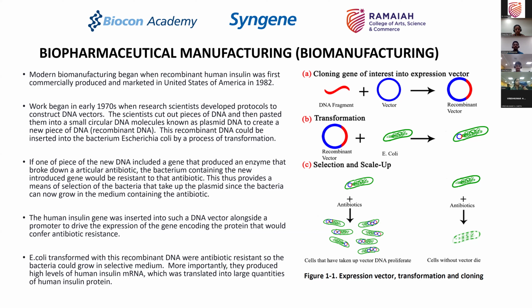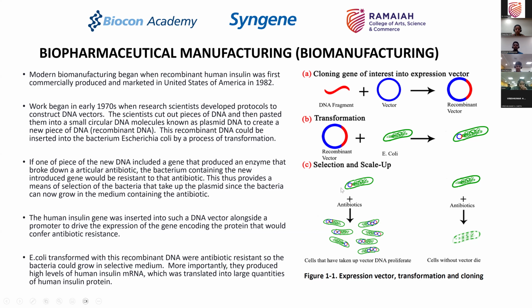And once this is done, what will happen is that if one piece of the new DNA included a gene that produced an enzyme that broke down a particular antibiotic, the bacterium containing the introduced gene would be resistant to the antibiotic. So when you place this recombinant vector into an E. coli, and this DNA had a gene which was able to break down a particular antibiotic, now the E. coli can grow efficiently in an antibiotic environment itself.